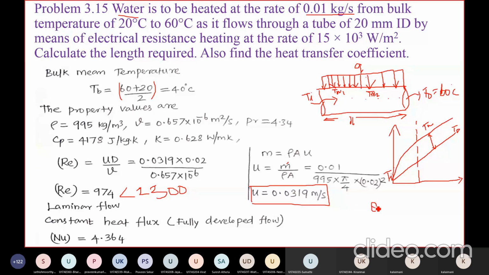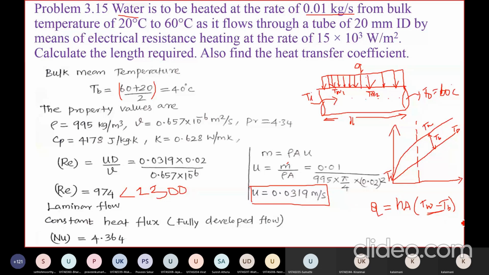Heat transfer Q is equal to the convective heat transfer coefficient h, A into TW, the wall temperature, minus TB, where TB is nothing but your bulk average temperature of your inlet temperature plus your outlet temperature of the fluid. It will be a bulk temperature TB. The difference here will be linear because these two lines are parallel. Therefore, we can use this relation hA into TW minus TB.